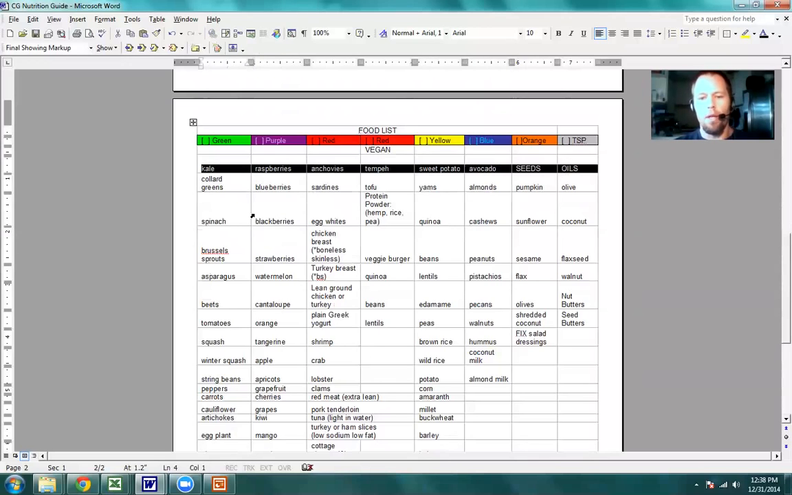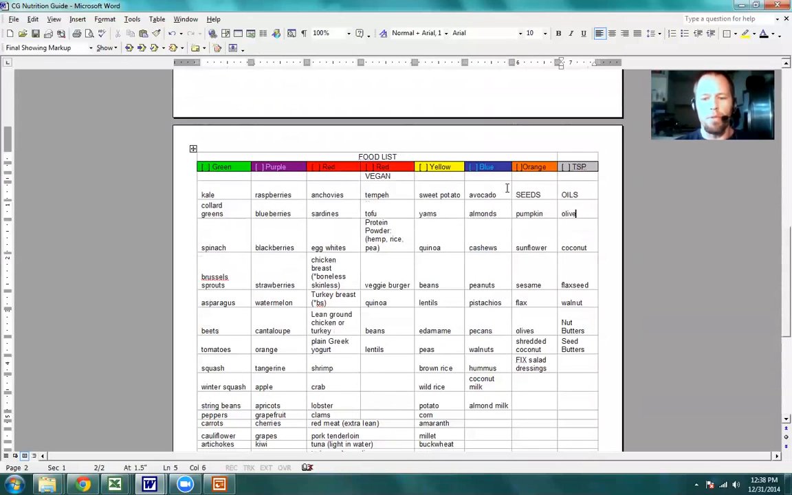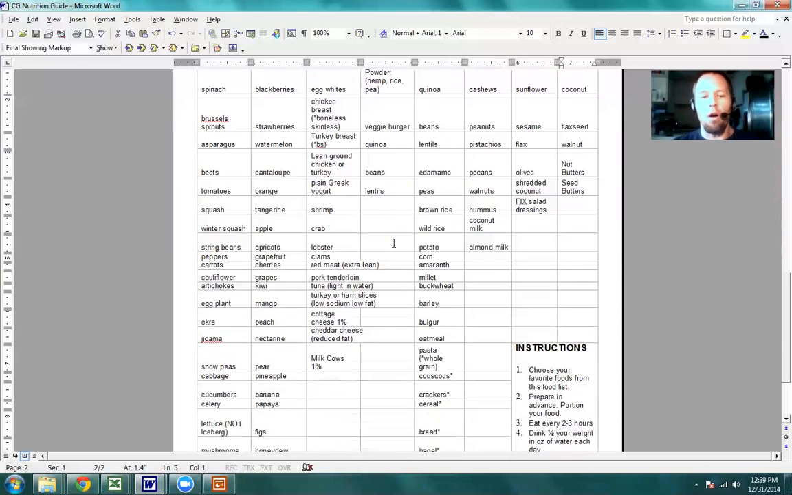Here's your highest. Pumpkin, all of those are your foods there. So for example, raspberries are the most nutrient-dense in the fruit category. Anchovies, the most nutrient-dense in the protein category. Sweet potatoes, most nutrient-dense in the complex carbohydrate category. Avocado, as far as the nuts and avocado, it's in its own category. Pumpkin for seeds, olive for oils. I personally use a lot of coconut oil because I like it better. These are your food choices.